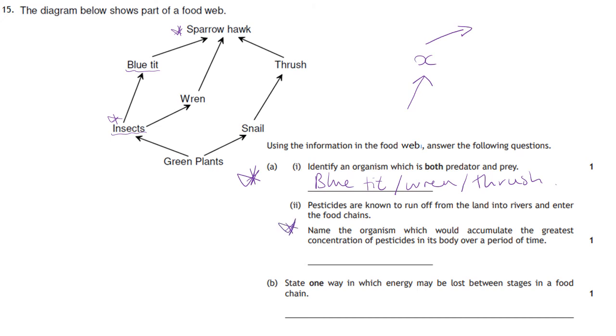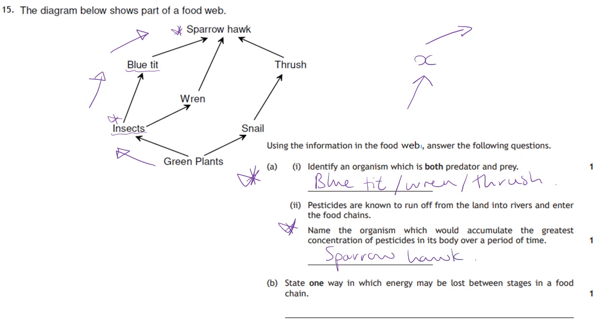Part 2. Pesticides are known to run off from the land into rivers and enter the food chains. Name the organism which would accumulate the greatest concentration of pesticides over the period of time. Now, the pesticide gets passed on at every single step, all of it. So this is called bioaccumulation. Who's going to end up with the most? The sparrowhawk.